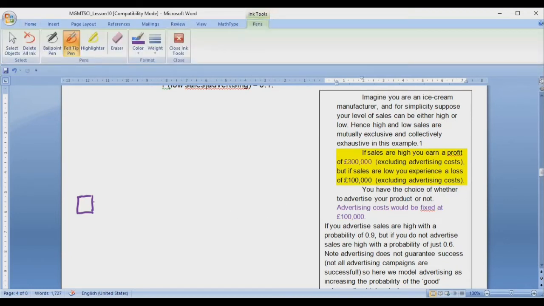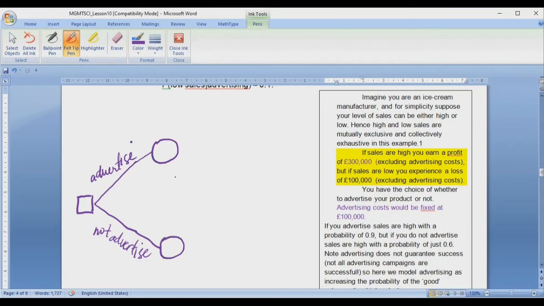It's either you advertise or not advertise. Then afterwards, you draw here your chance event nodes. According to what I highlighted in yellow, if sales are high, you earn a profit of 300,000. If sales are low, you experience a loss of 100,000. So, you draw here two alternatives for these chance events.